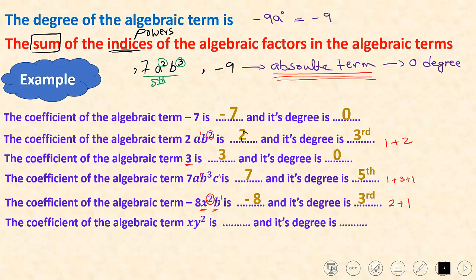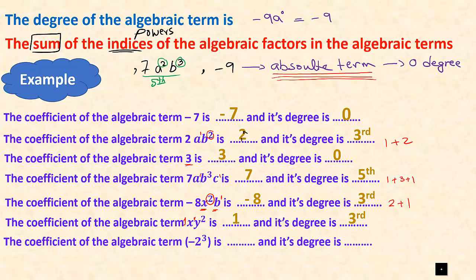The coefficient of the algebraic term xy squared: do I have here a numerical factor? Yes, I have a numerical factor, it's 1, but 1 is not written. So I know now that the coefficient is equal to 1. And what about the degree? The degree is determined according to the sum of powers. I have here x to the power of 1 and y to the power of 2. So 1 plus 2, this term is of the 3rd degree.